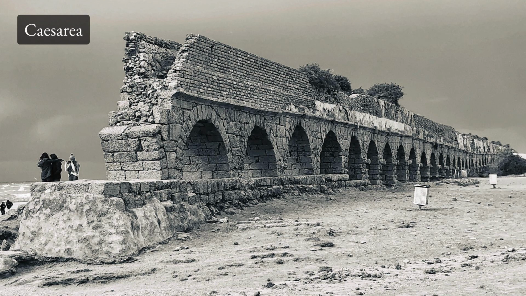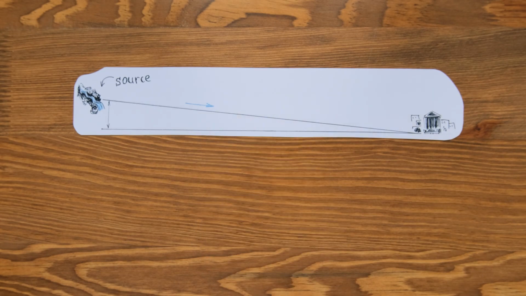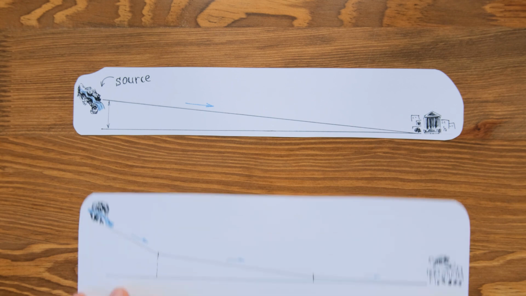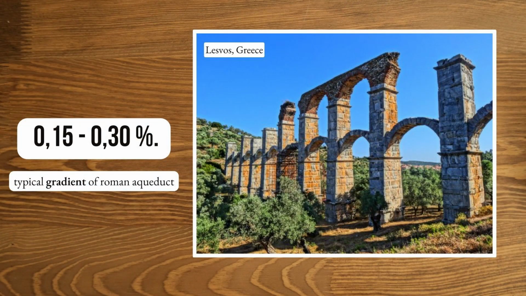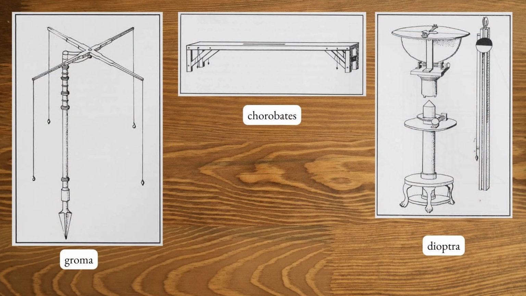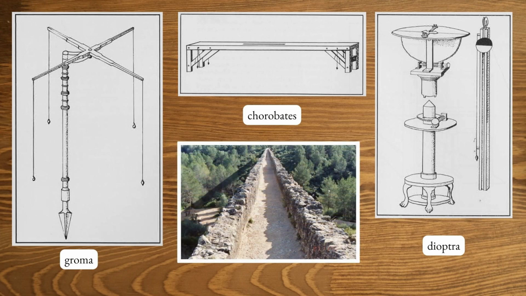The aqueduct had to have a constant gradient. This means that there was always a certain gradient, but it was not necessarily the same gradient along the whole length. The slope was greater at the beginning and slowly decreased towards the consumption point. The gradient of a Roman aqueduct was something in between these numbers. The most commonly applied leveling tools were the chorobates and the groma. Also, it is worth mentioning that the water channel itself could be used as a leveling tool.